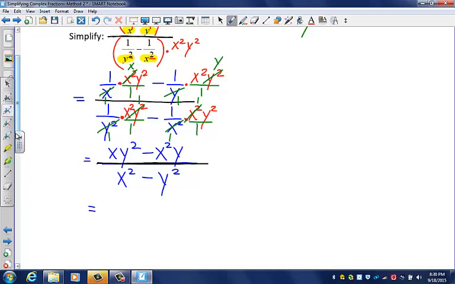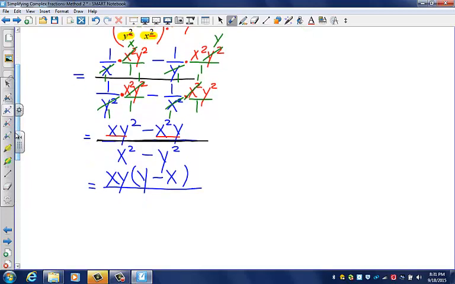Remember, simplifying rational expressions is like simplifying fractions. Get rid of any common factors, but before you can do any canceling, you must factor first if possible. So in the numerator, my 2 terms have a common factor of x, 1 factor of x, and a common factor of y. So I'm going to divide both terms by xy. So we're left with y minus x.